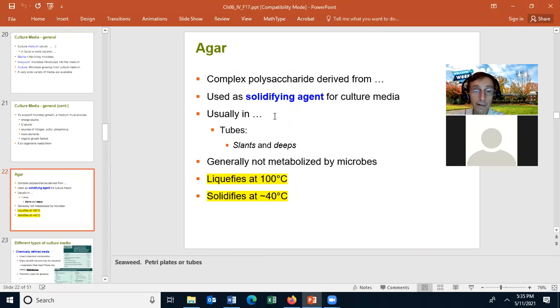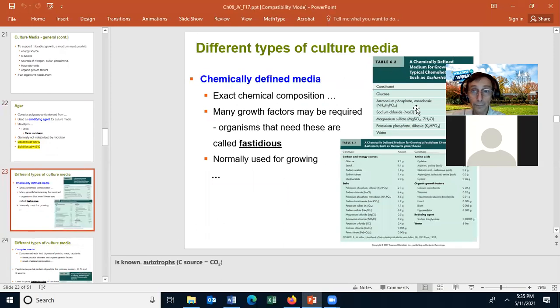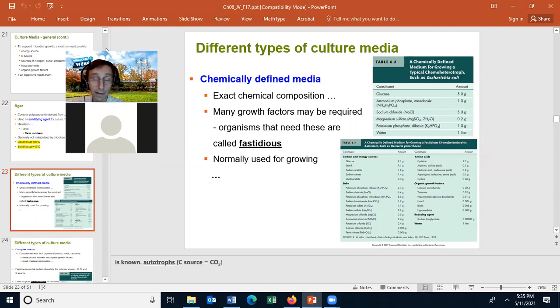So petri dishes, slants, and deeps all have agar. In a tube, if there is a liquid media, we call it a broth. Agar is generally not metabolized by microbes. And that's why it's the most commonly used thickening agent in microbiology for making a solid media.